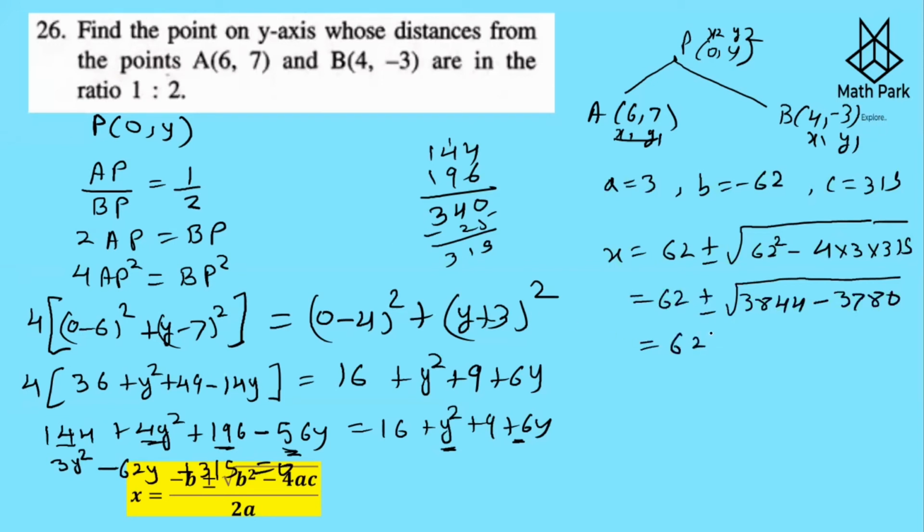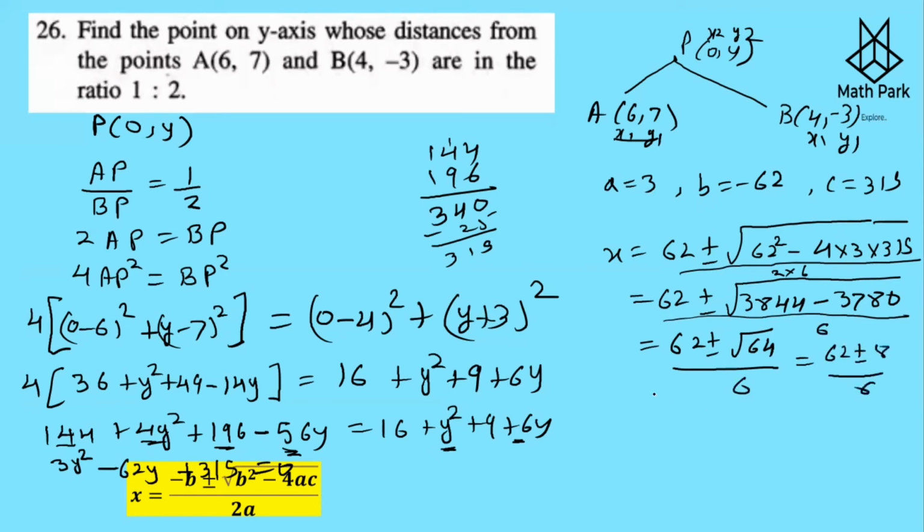So we get 62 plus or minus root 64. Oh, sorry, upon 2a, I forgot to write. This whole upon 2a, that is 2 times a is 6. So this whole upon 6. So we get 62 plus or minus root 64, which is 8, upon 6. So x is equal to 62 plus 8 upon 6, or x is equal to 62 minus 8 upon 6.